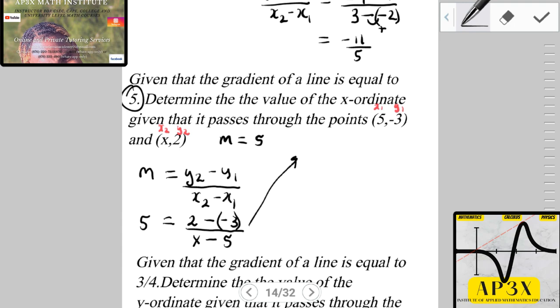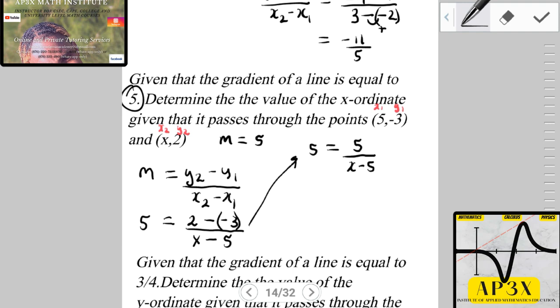Okay, so here we go. Let's work out what we can. We have 5 is equal to, let's evaluate the top. Negative multiplied by negative is a positive, so 2 plus 3 is 5. And that's going to be divided by, clearly I cannot subtract 5 from x. Let's just write that a little bigger. So that's 5 over x minus 5.